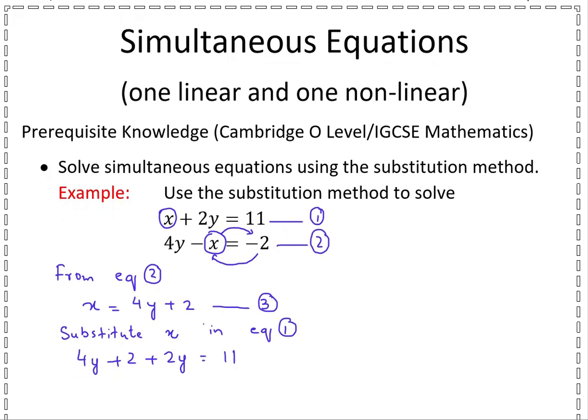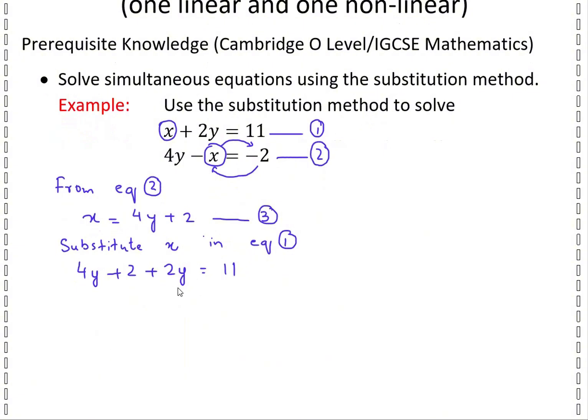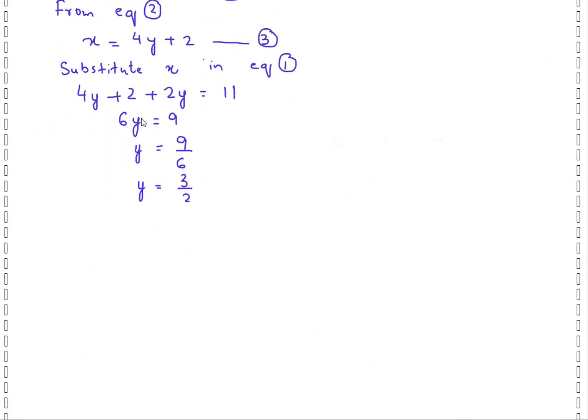Let's solve this. 4y plus 2y is 6y. 11 minus 2 is 9. So we have here y is equal to 9 upon 6, which is further simplified to 3 upon 2. Now we will substitute this in third equation so that we can get the value of x.